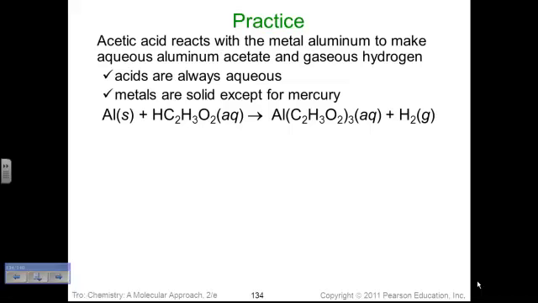Hydrogen is always the first name for an acid. It's a +1. Acetate is a -1. Acetic acid, HC2H3O2, reacts with, the plus sign that separates, the metal aluminum. Out comes aqueous aluminum acetate and hydrogen gas.